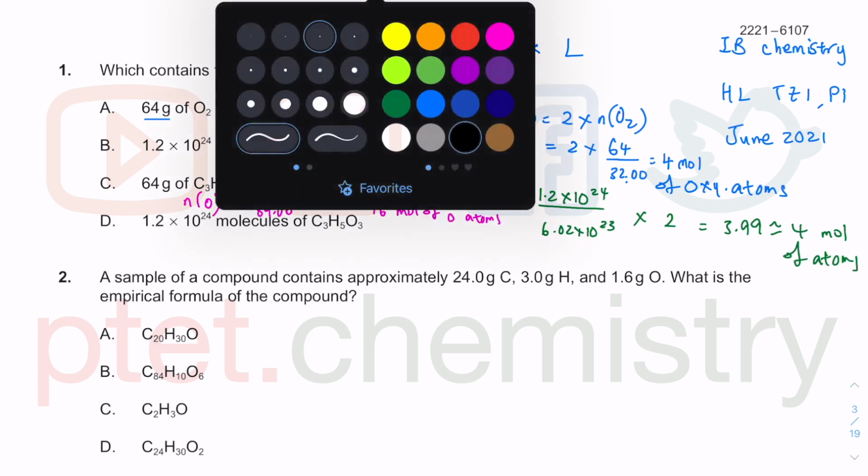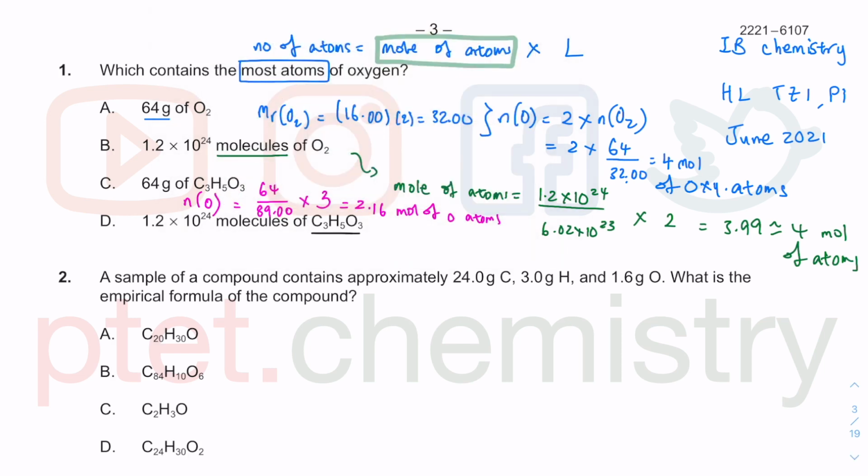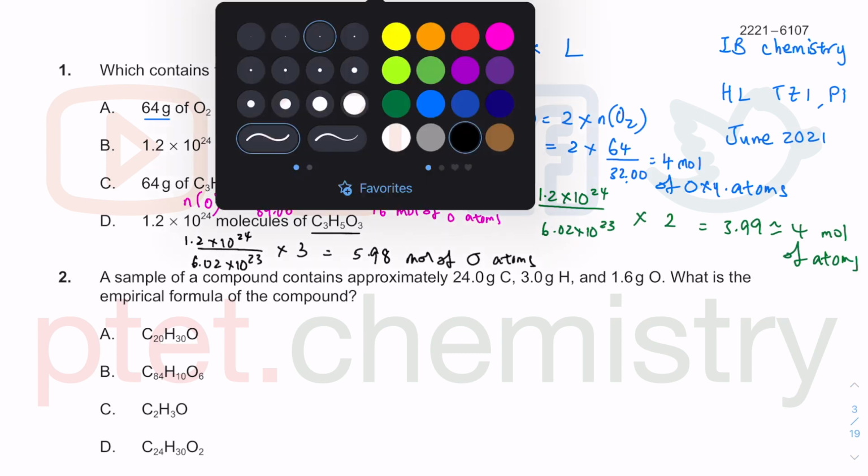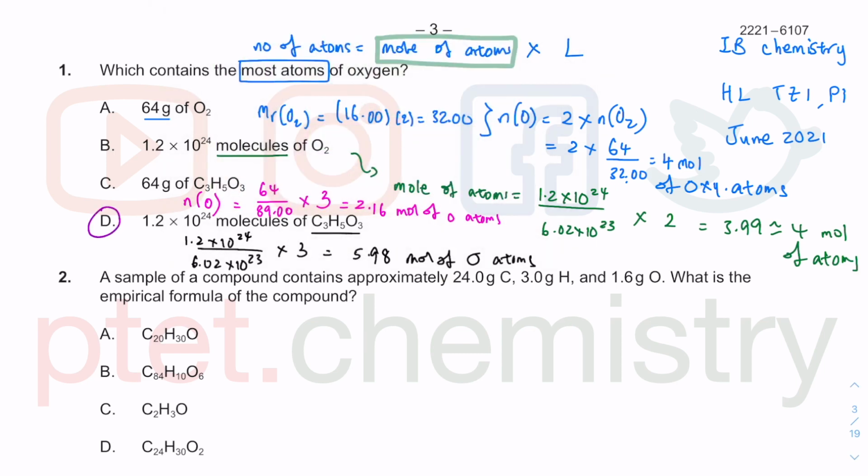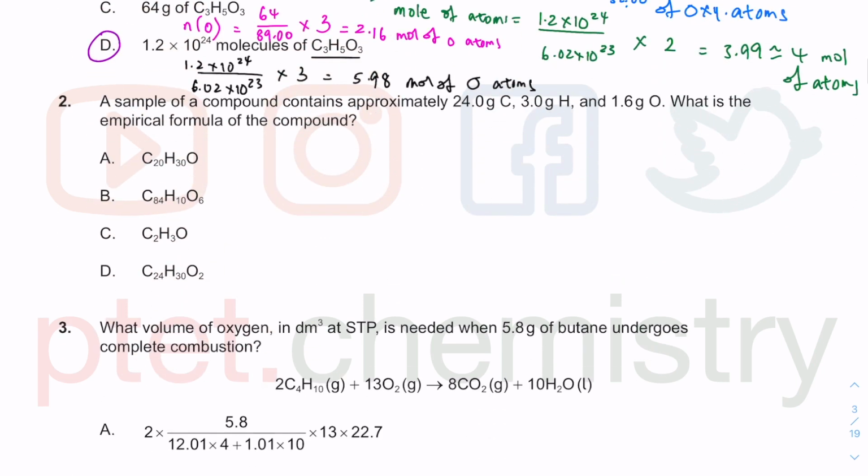Last but not least, what do we have? We're given the molecules of this whole thing here. So we're going to find the mole of it first, divided by the Avogadro constant. That is the number of mole of this substance, and I multiply by 3 because I have 3 oxygen atoms in 1 molecule of this C3H5O3. So just keying that onto the calculator, and I get 5.98. Give or take, there is 5.98 mole of oxygen atoms. Comparing all these values, 4 mole, 2.16, and 5.98, very clearly D is going to be the greatest number of mole of the oxygen atoms there.